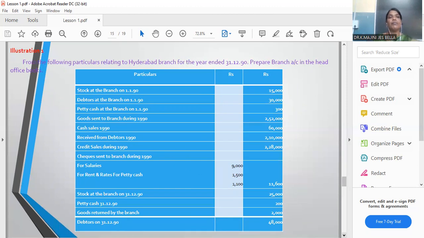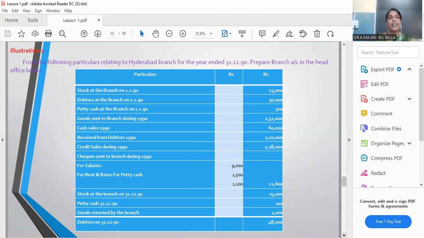Listen carefully. From the following particulars relating to the Hyderabad branch for the year ended 31/12/1990, prepare the branch account in the head office books. Particulars, debit side amount column, credit side amount column. First, stock at the branch on 1/1/90, 15,000. Debtors at the branch on 1/1/90, 30,000. Petty cash at the branch on 1/1/90, 300. Goods sent to branch during 1990, 2,52,000. Cash sales 1990, 60,000. Received from debtors 1990, 2,10,000.